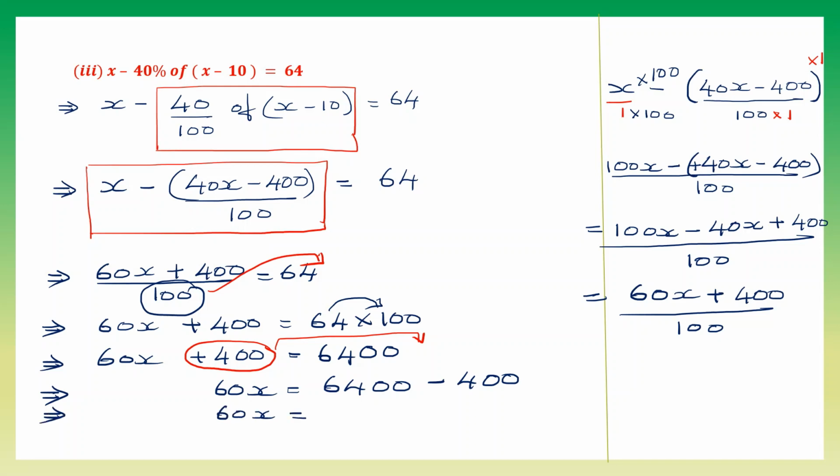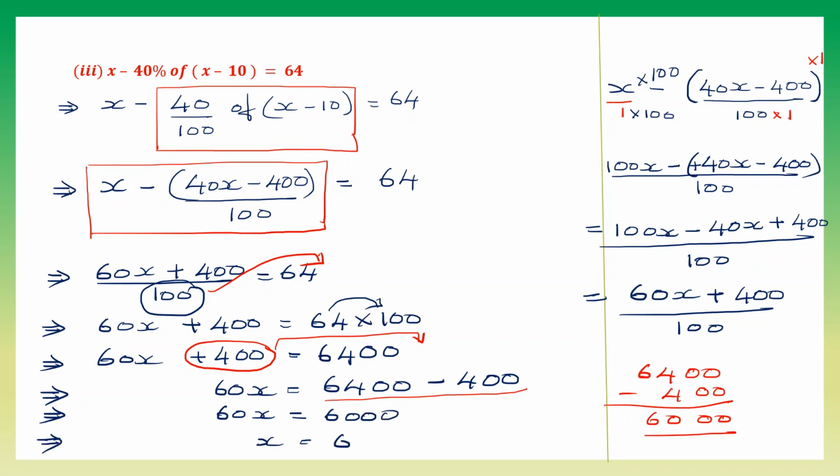So now 60x will be equal to 6400 minus 400. So 6400 minus 400, I've got 6000 here. So 60x is equal to 6000. How much will x be? x will be equal to 6000 divided by 60. Now we can cancel. Now I have 600 divided by 6. So 6 into 100 is 600.